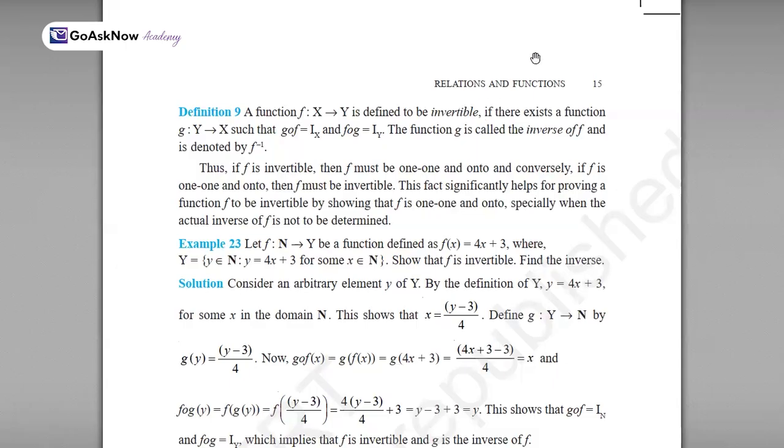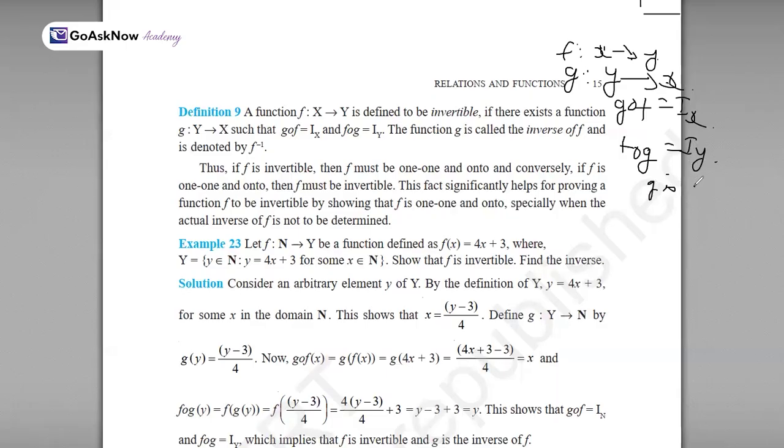Okay. So if you have the function f from X to Y, and you have a similar condition, g is a function from Y to X. If it is following this, then you have g∘f = I_X, and f∘g = I_Y. So function g is called the inverse of f, and the function f is called invertible. Also, you can show that g is equal to f inverse, and f inverse is written as f to the power minus 1.